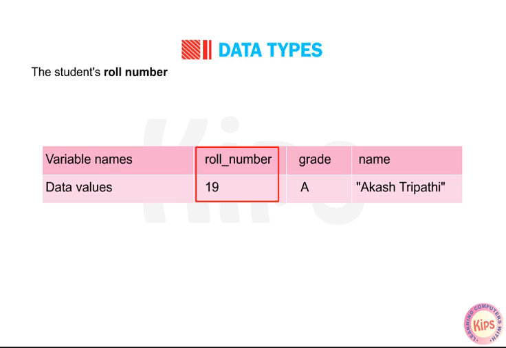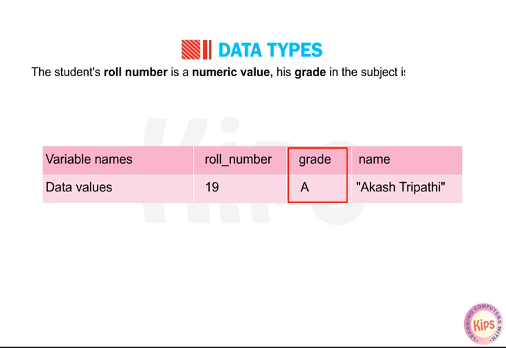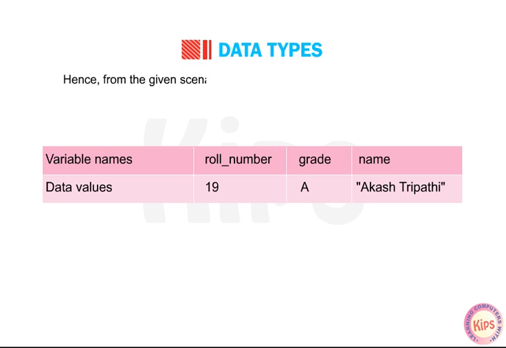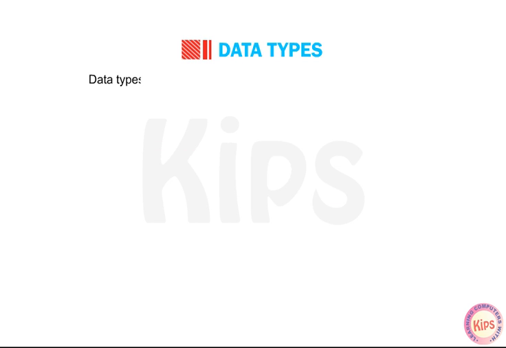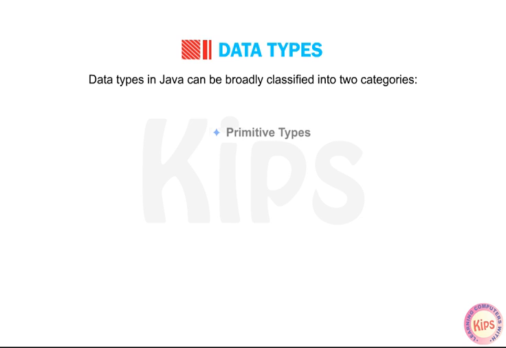The student's roll number is a numeric value, his grade in the subject is a character and his name is a string. Hence, from the given scenario, it is clear that the data is of various types. Data types in Java can be broadly classified into two categories: primitive types and reference types.